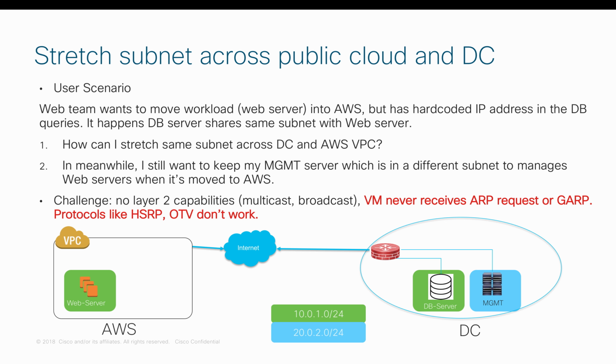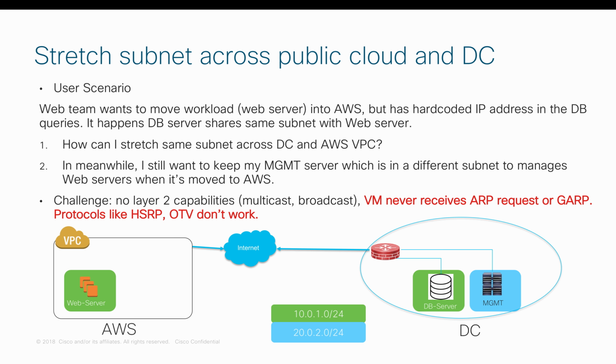So the typical user scenario is like this. I want to stretch my subnet across public cloud and data center. Looking at the diagram below, you have your green subnet, which is 10.0.1.0, which is being used by your web application team, and also the database team. And you have another set of subnet, which is 20 subnet, and it's used by the management team to do some management access, logging, whatever.